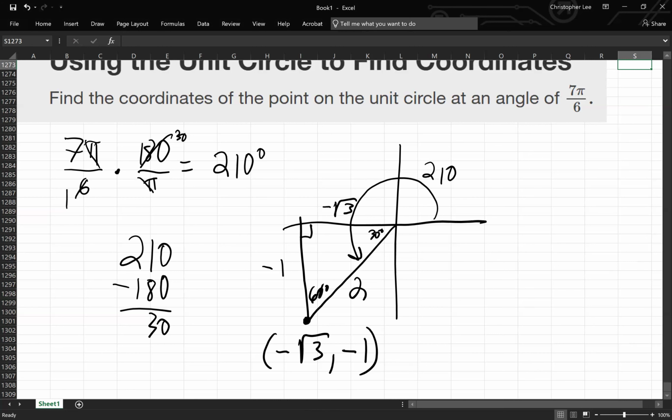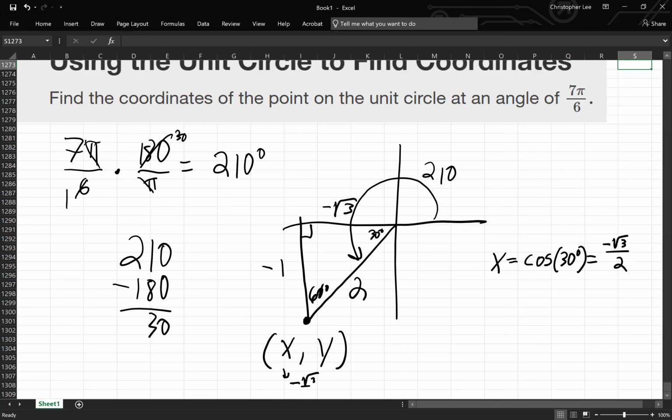You know what? I'm bugging. Hold on. Cosine, right? Because we said this earlier. This is x and this is y, right? We said that x was what? Cosine of our reference angle, which would be 30 degrees. Well, cosine is what? Adjacent over hypotenuse, right? So this is negative square root 3 over 2. That's this one, negative square root 3 over 2.